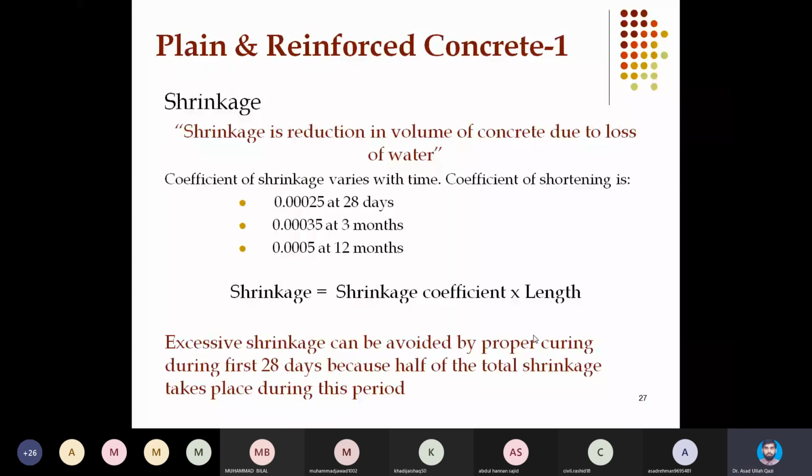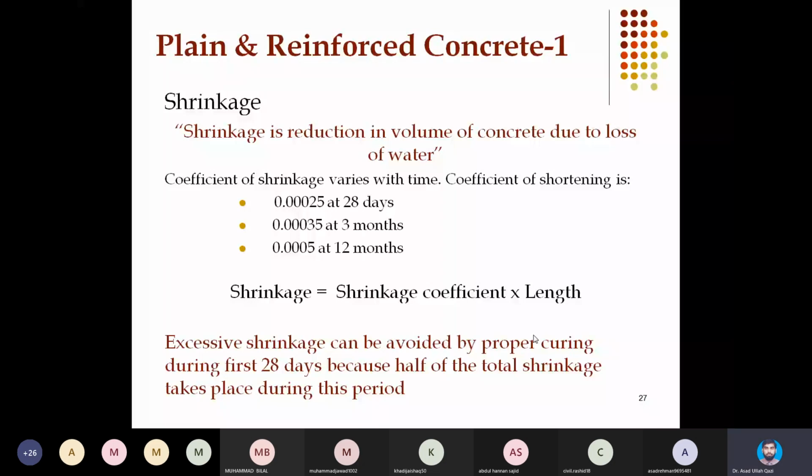In last lecture we talked about shrinkage briefly, and here there is one little example in the coming slides which we can apply to understand the shrinkage and creep. So shrinkage is reduction in volume of concrete due to loss of water. Excess water will evaporate. Some water will be used in hydration of cement.